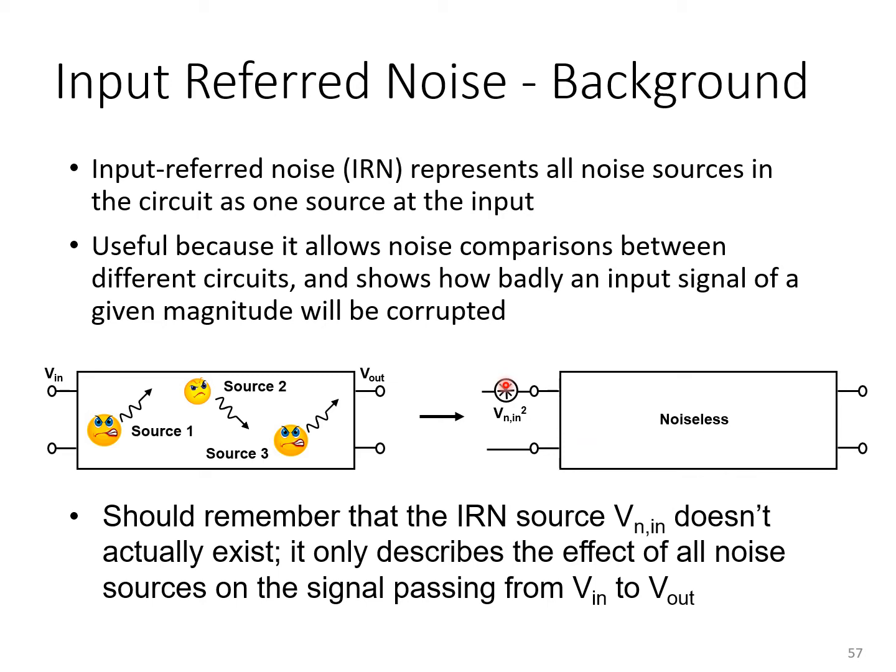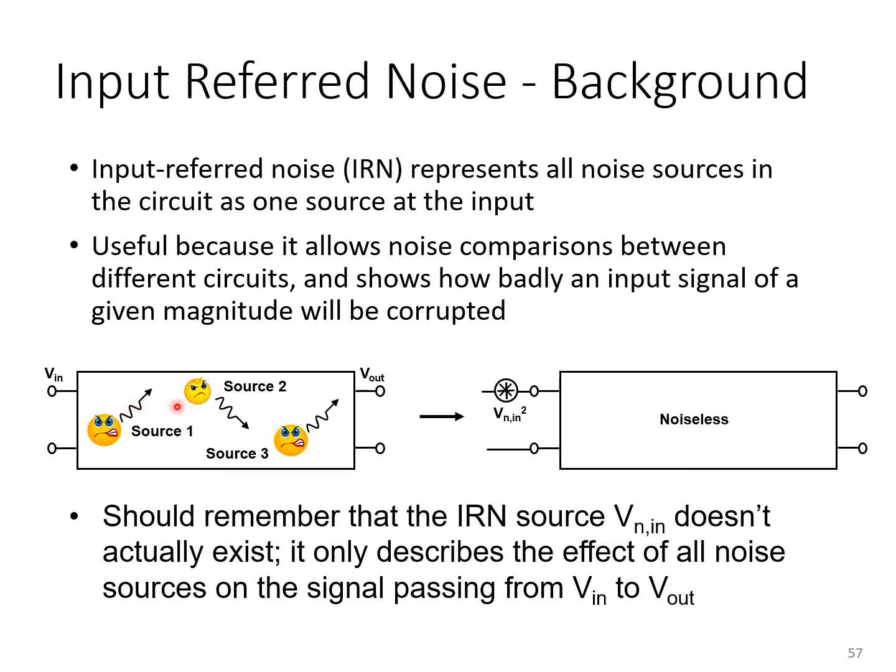It also allows different circuits to be compared in a fair way, because a circuit with a higher input-referred noise will more badly corrupt a given input signal. We should remember, though, when we make this equivalence, that it's just a model. The input-referred noise source Vn,in here doesn't actually exist, and there's no noise showing up at the input node of the circuit. All the noise is arising inside the circuit.